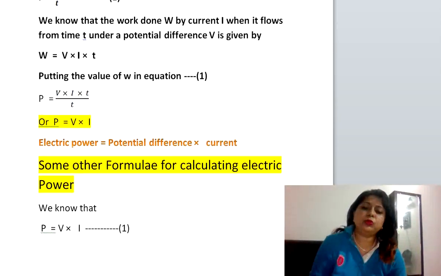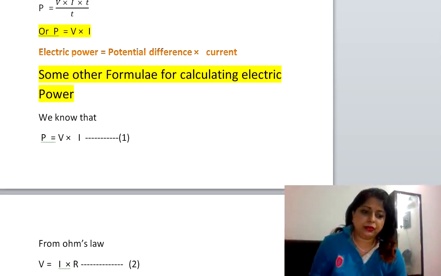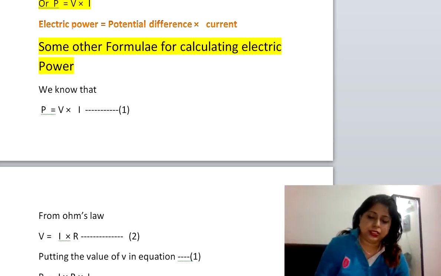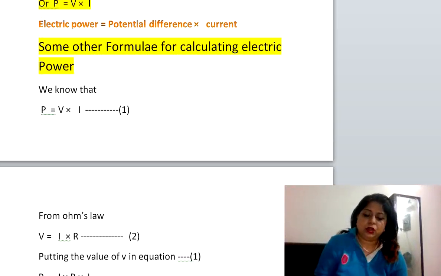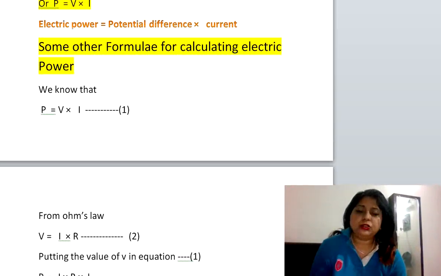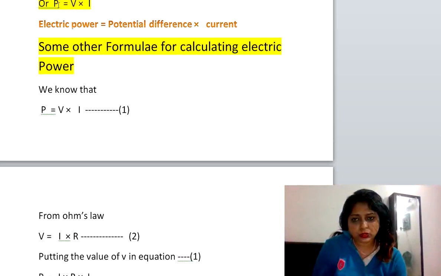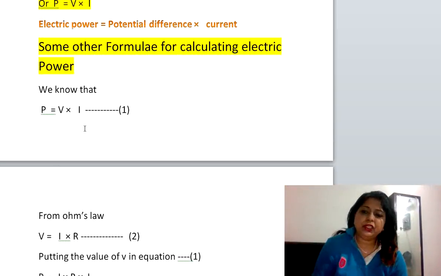Next, some other formulas for calculating electric power. There are many formulas for this. I have already told you that 2-3 formulas come which you will use during the solution of the numericals. Now P equal to VI, which I already solved here. So here I have written P equal to V into I and I have taken it as equation 1.